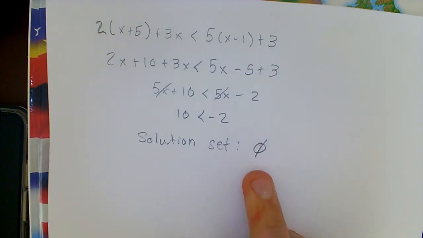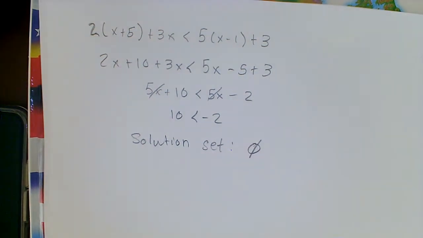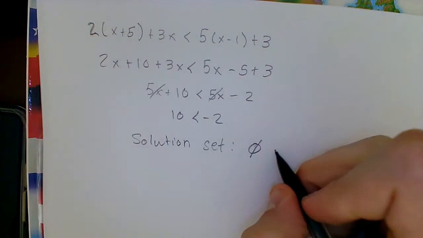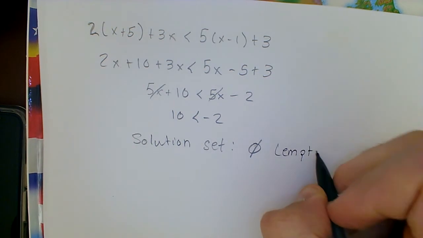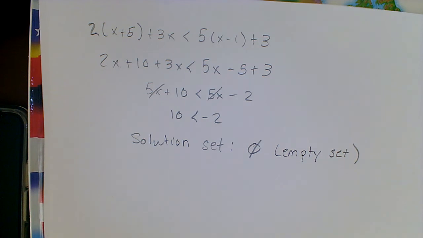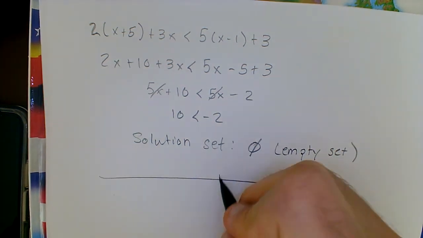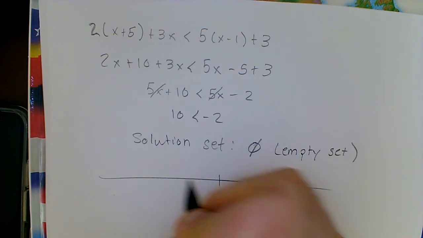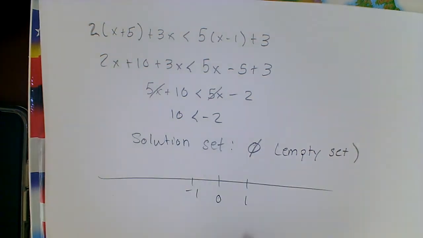So for this one, the solution set is called the empty set. That means there are no solutions. The number line there, you don't have to draw this, but you would just fill nothing in, because there are no solutions.